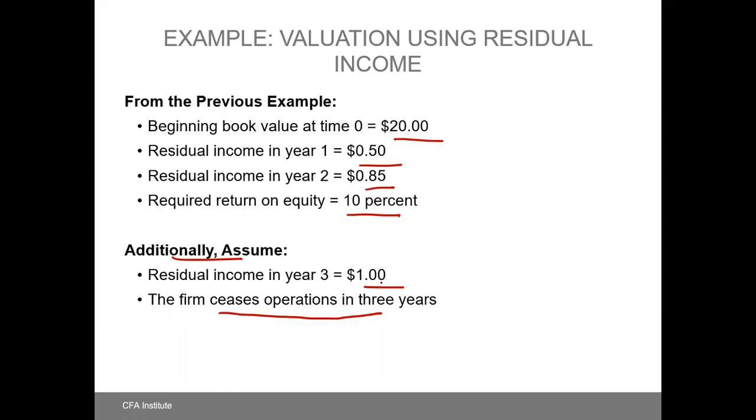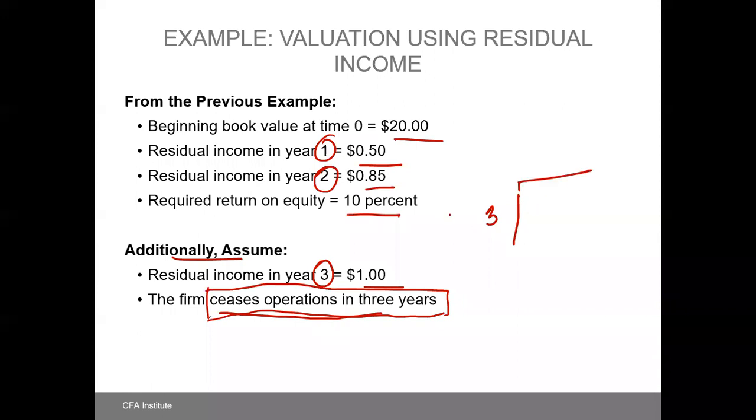We have the stream of residual income for how many years? 1, 2, 3. For what reason? The firm ceases operation in 3 years. So after 3, the firm will discontinue. So how can we come up with a valuation? Is it easier? Let's start with 20, and we have to discount the present value of the residual income.